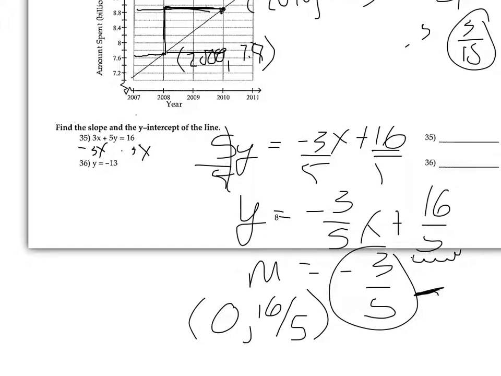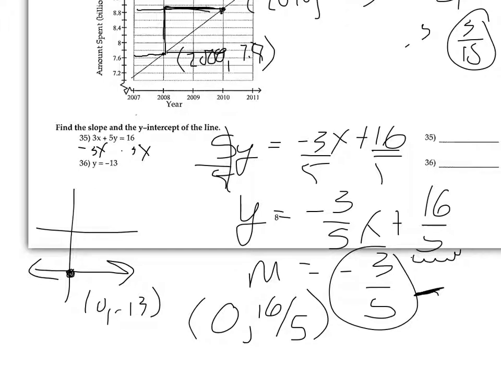The second line, y equals negative 13. Well, y equals negative 13 is a horizontal line with the intercept 0, negative 13. So the slope, m equals 0, because we have 0 rise, but we have run. The y-intercept, 0, negative 13.